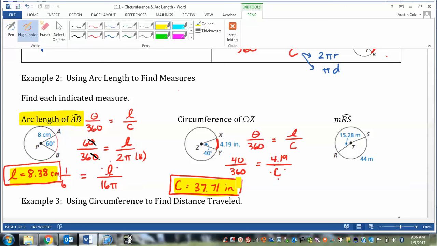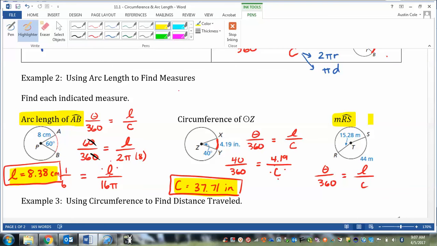Okay, now, same idea here. Theta over 360 equals arc length over circumference. What are we given here, guys? Well, let's figure out what we're trying to find. We're trying to find the measure of arc RS. In our formula, what is that? That's theta. We don't know the angle. Now, would you guys agree with me that it looks somewhat approaching 180 degrees? So we're anticipating something around 180 degrees.